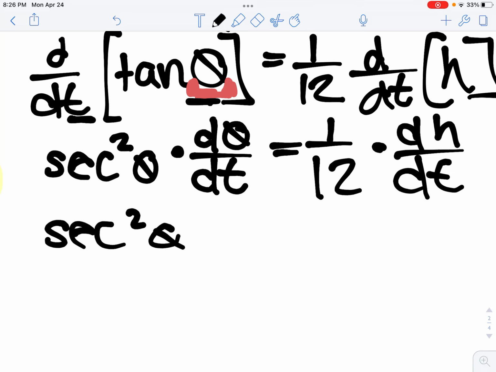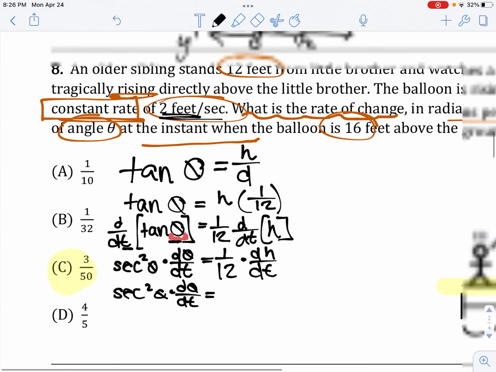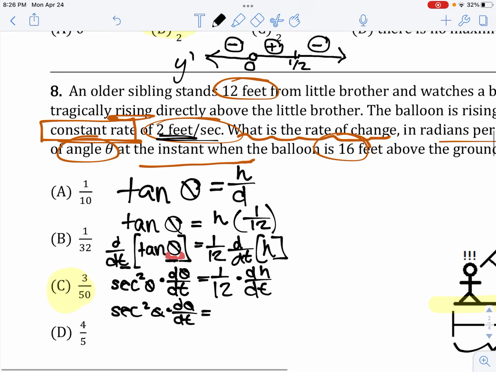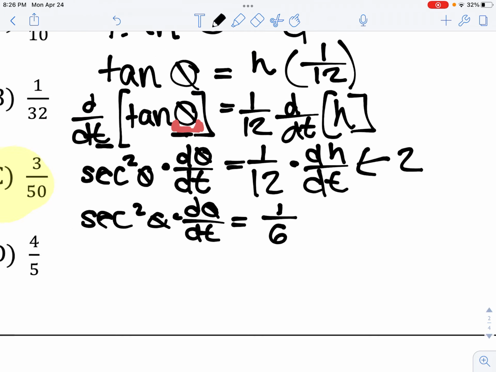Secant squared theta times d theta dt equals, so dh dt is the rate at which the height is changing, which we already know from the problem is 2 feet per second. So this is just equal to 2. So simplified, it's just 1/6, right?